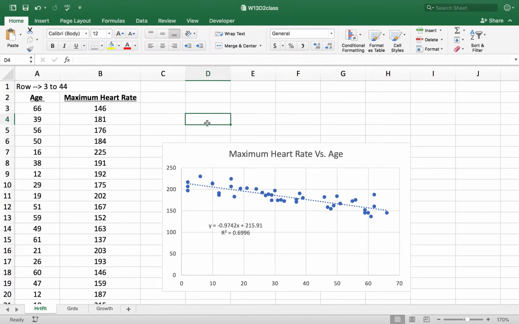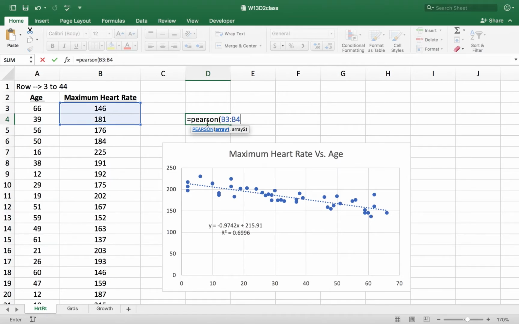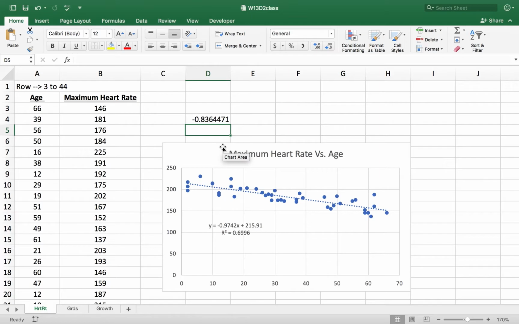We could get the Pearson correlation coefficient. Remember using our Pearson command, B3 to B44, A3 to A44. So we have a negative correlation here. So it seems like the older you are, the lower your maximum heart rate. Magnitude-wise, it's pretty close to 1. So this is a relatively strong correlation. And we can see that by the dots nicely following our regression line pretty closely here.